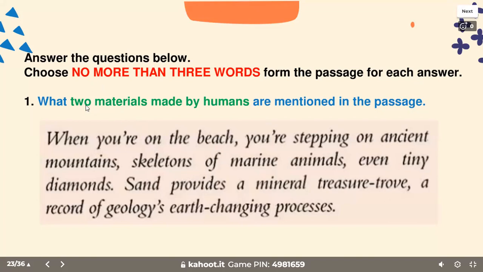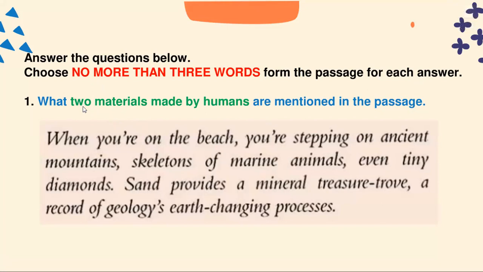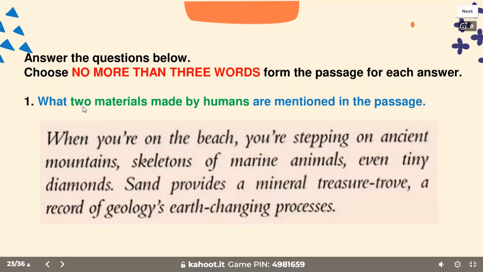Now I know what to be looking for: the word 2. It could be 2 if I'm lucky. If I'm not lucky, it will be maybe both, maybe and, something like this. Materials could be item, it could be substance. Made by humans, so maybe artificial, maybe human made. So we know these things.